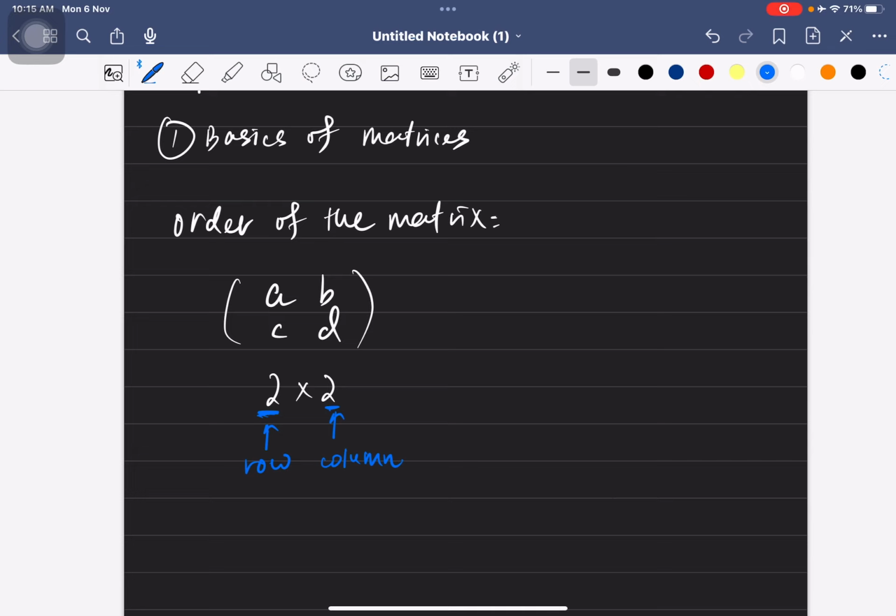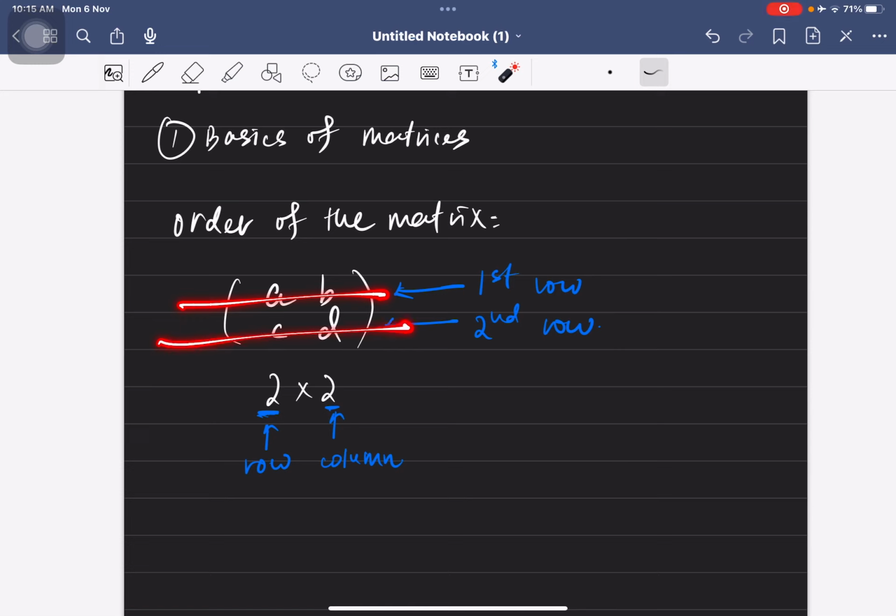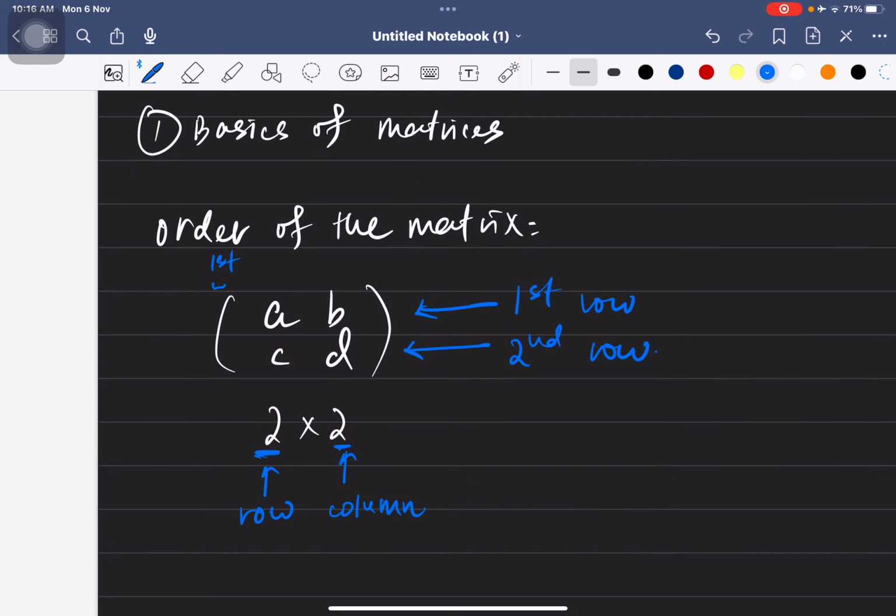Row is basically the horizontal part. Like this a b is in the first row, and then c d is in the second row. So this is the first row, this is the second row, and this is what we call row. And column is you count vertically, like this is one column, this should be your first column, and this will be your second column.